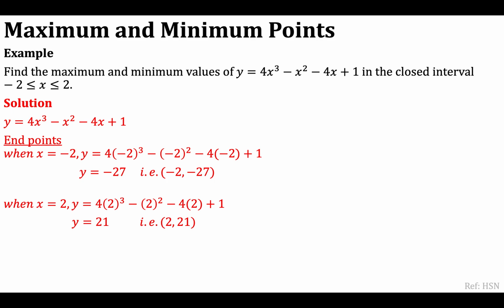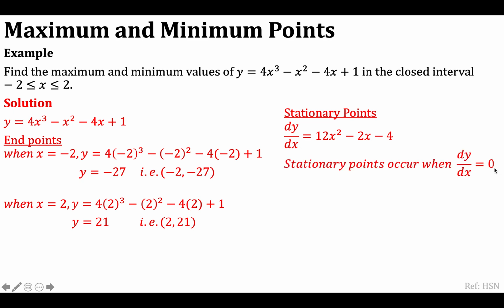So we've found both the endpoints, and this time we need to investigate the stationary points. So we know that to find stationary points we look for the derivative. So dy by dx is 12x squared, that comes from the 4x cubed, minus 2x, that comes from the minus x squared, and minus 4, and that comes from the minus 4x. So we know that stationary points occur when dy by dx is equal to 0, because the gradient at stationary points is 0 and dy by dx is also the gradient.